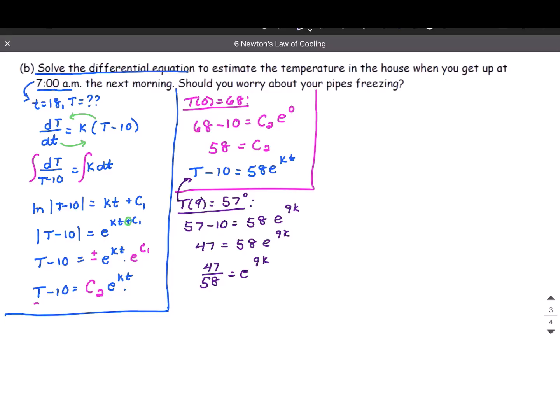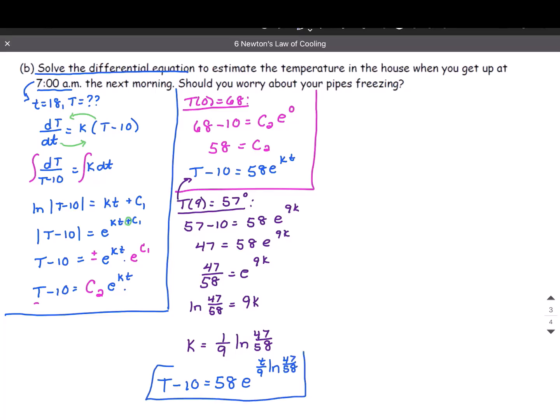Now we have an exponential equation to solve. We put it in log form. So a log base e is the natural log of 47 over 58 equals the exponent 9k. And if we divide by 9, we have k is 1/9 times the natural log of 47 over 58. Whew. Okay, so that means T minus 10 equals 58 e. Now I have to multiply T times that k, so I'm going to write it T over 9 times the natural log of 47 over 58, all of that in that exponent.